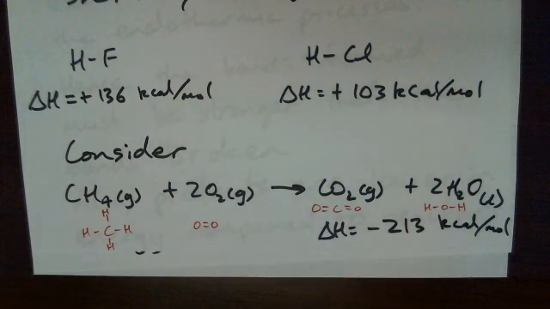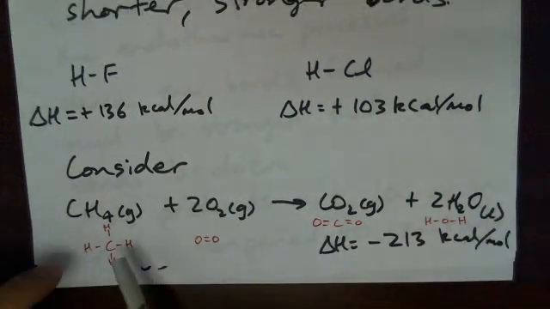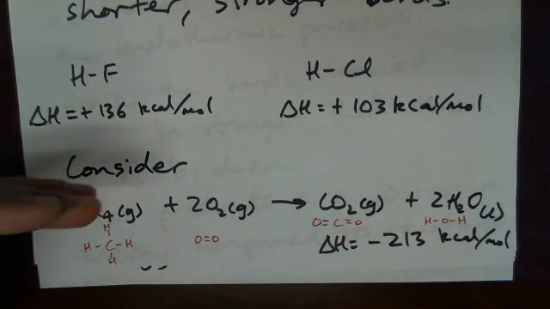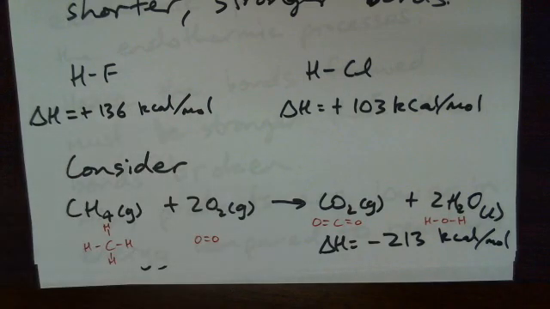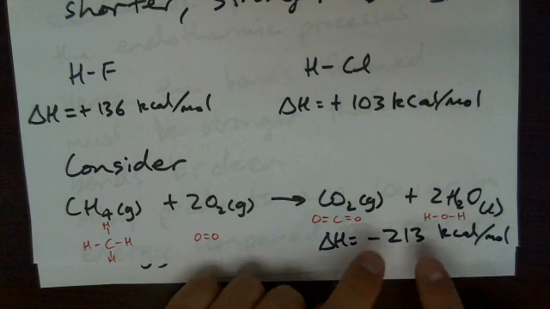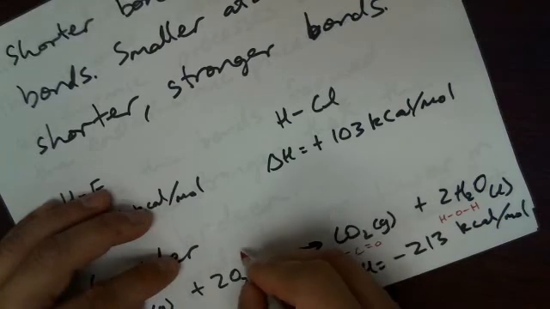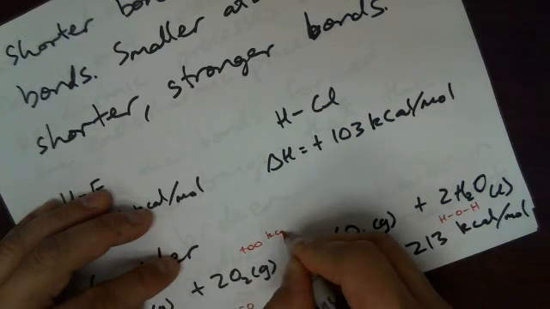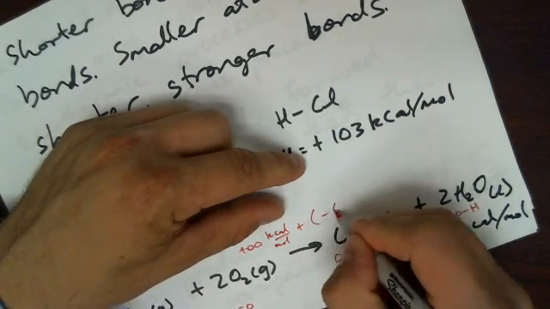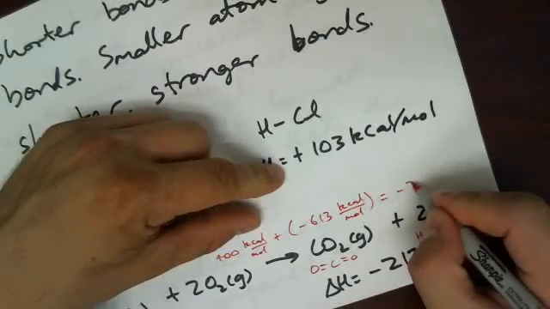Okay, so just to give some rough numbers, which is not really accurate, but just an example. Say it took 400 kilocalories per mole to cleave all these bonds. That's how much you had to put in. So say, for instance, it took 400 kilocalories per mole, and this released 613 kilocalories per mole, then you'd have the total, which would be minus 213 kilocalories per mole. So you would have 400 kilocalories per mole, and then plus minus 613 kilocalories per mole, and that would give us minus 213.